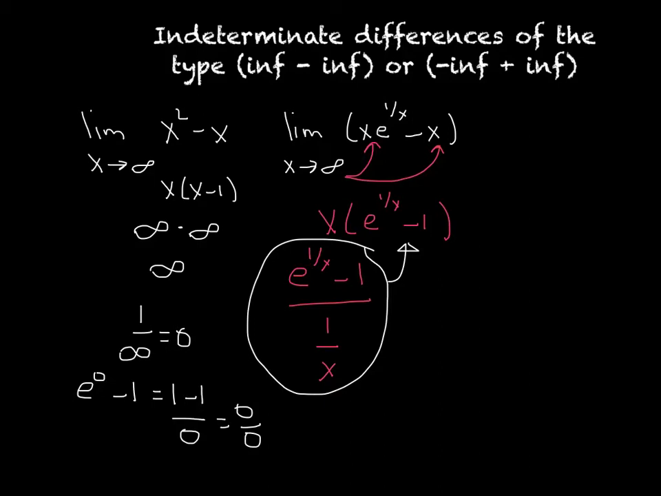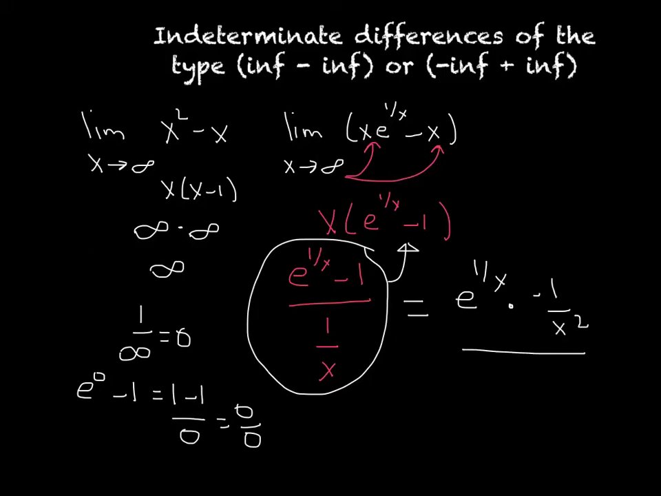All right, so if we take the derivative of the top function, we remember from the first semester that the derivative of e to the u is simply e to the u times the derivative of u. So this is a chain rule. So this is going to be e to the 1 over x times the derivative of 1 over x, which is negative 1 over x squared.